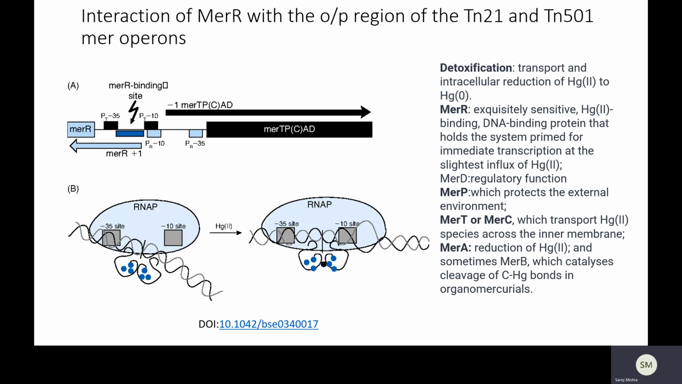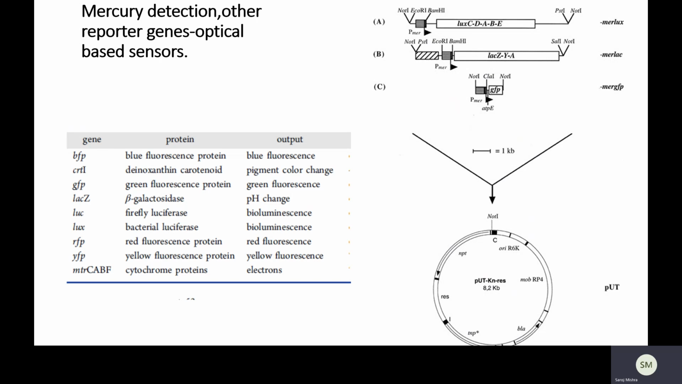So anytime there is mercuric ion in the medium, this microorganism, this recombinant system which you are going to create, should be able to simply light up, and that luminescence will be an indicator that there is mercuric ion present in the medium surrounding this recombinant bacterium. So let us see how it can be done.